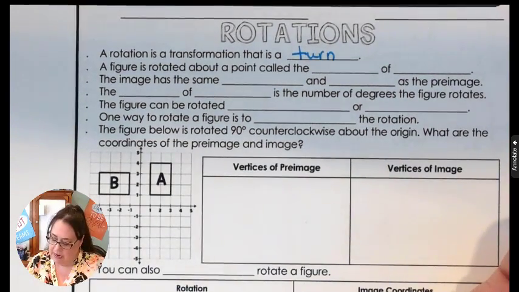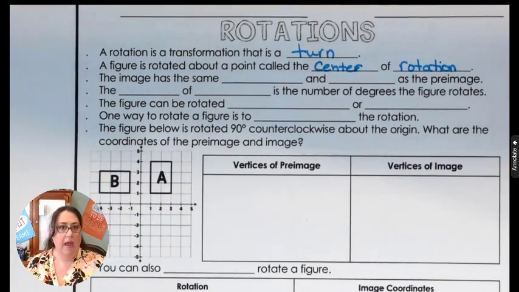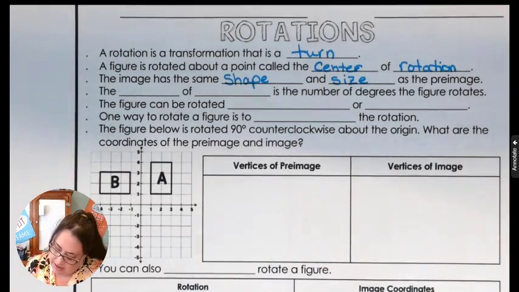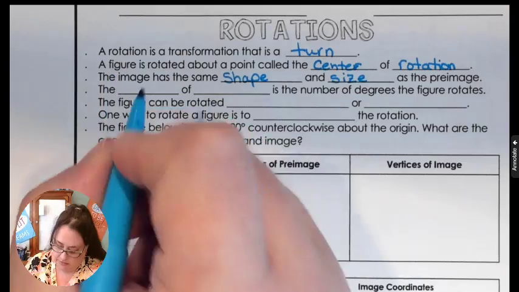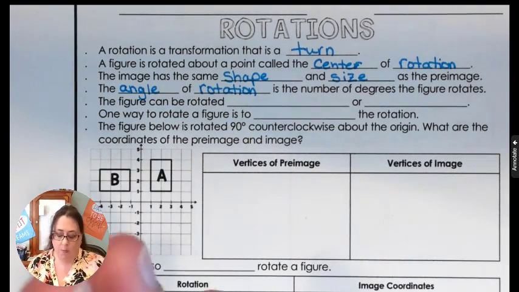A figure is rotated about the point called the center of rotation. And as before, the image has the same shape and size of the pre-image, and that is because they are congruent. And when we do rotations, we're going to be talking about moving it an angle or a degree of rotation. So the angle of rotation is the number of degrees the figure rotates. The figure can be rotated either clockwise or counterclockwise.